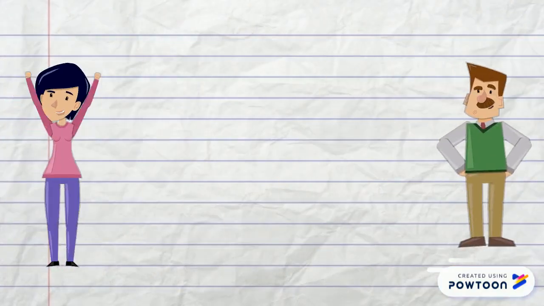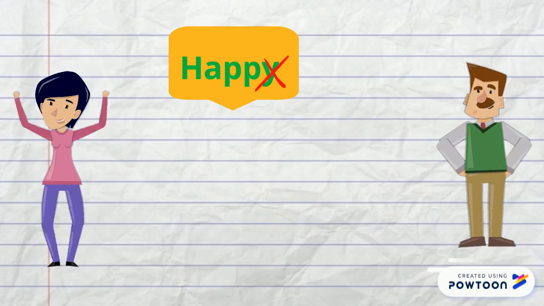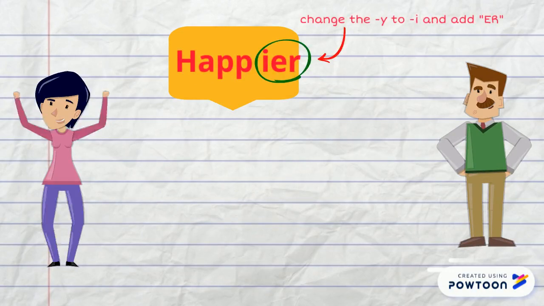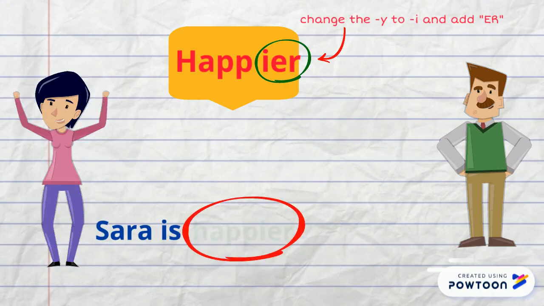For adjectives that end with y, we change the y to i and then we add er. It becomes happier. For example, Sarah is happier than Karim.